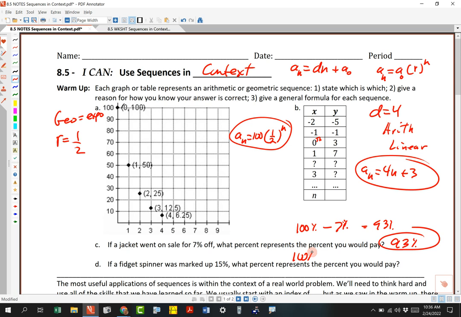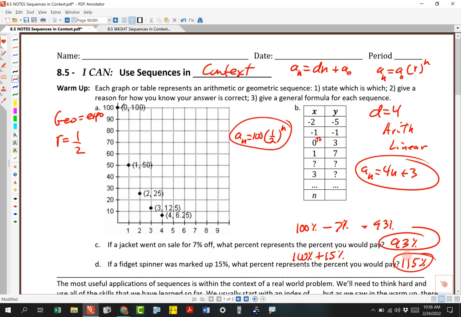So excellent. It starts off at 100%. It gets marked up 15%. So we're going to pay 115% of the actual price. Now, as a decimal, what's 115%? I know Megan knows. Marcus has his hand up. He knows. 115%. What did we do every single time?